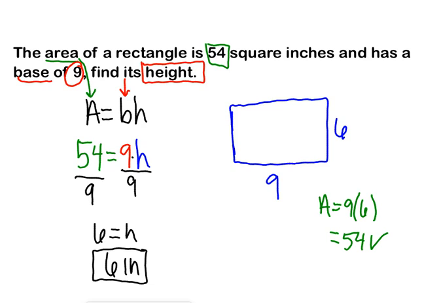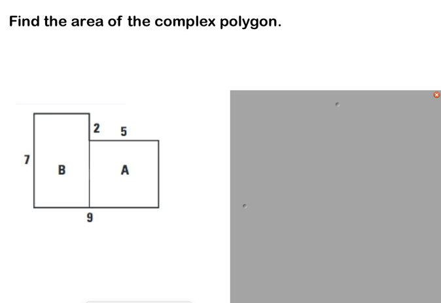Okay, and all of those past few examples are pretty basic, but now is when we kind of make things a little bit more interesting. So here we are asked to find the area of a complex polygon, and just think of it as this. I took two rectangles and I squished them together. And now we have to figure out the area of it. And the easiest way to do this is just to break up your shape into parts that we can find the area of.